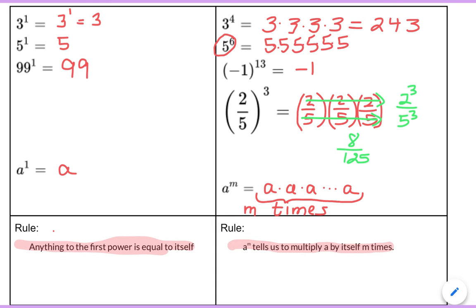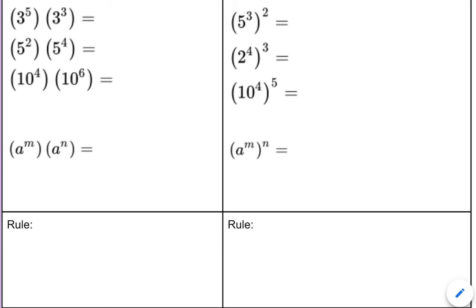Now again, these are introductory rules. We're going to get to the more complicated ones coming up. But we need to have that foundation, that basis, the vocabulary to build on in order to get the rest of these rules. All right, we have 2 really important power rules here. We want to think about what this means.